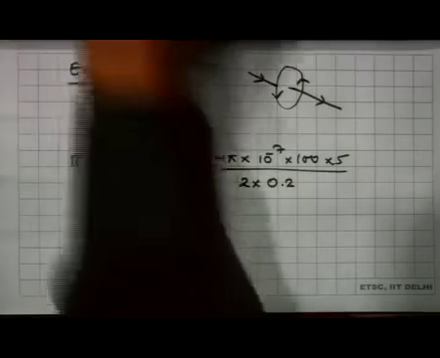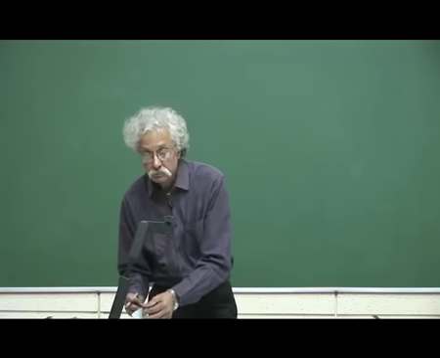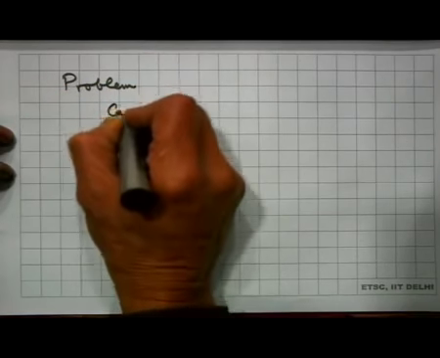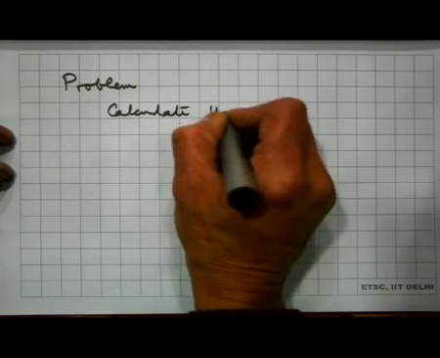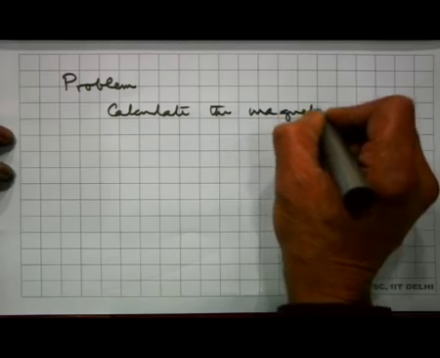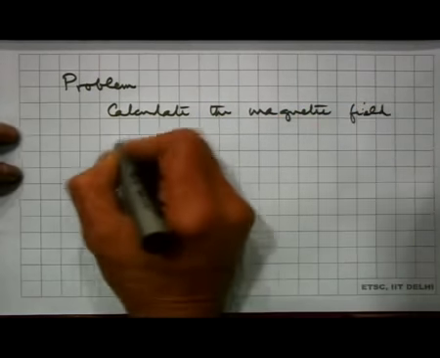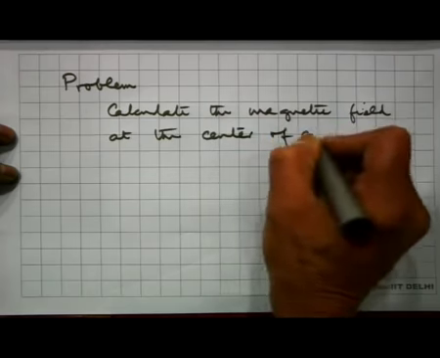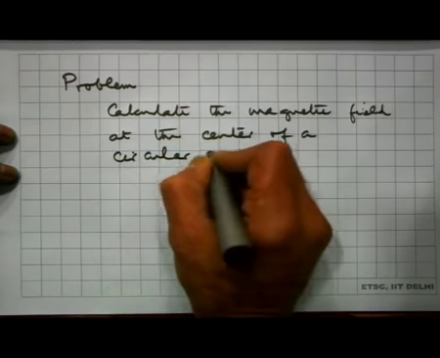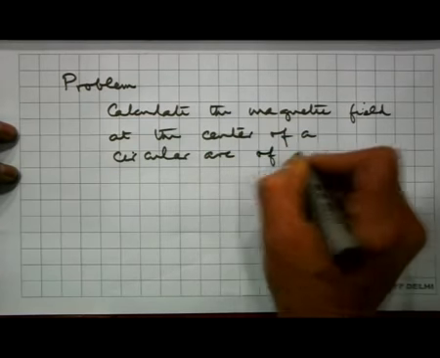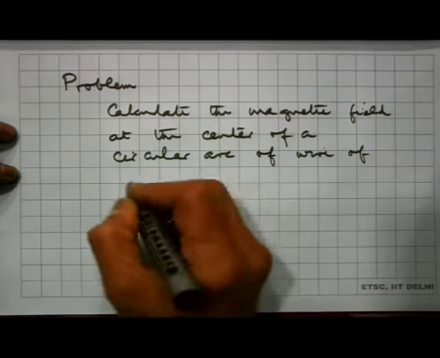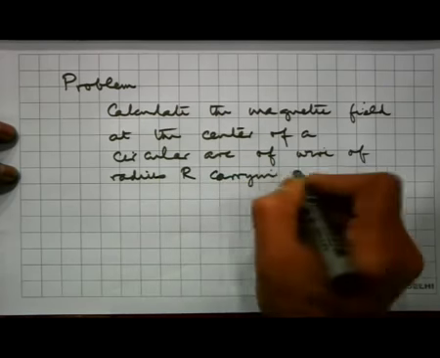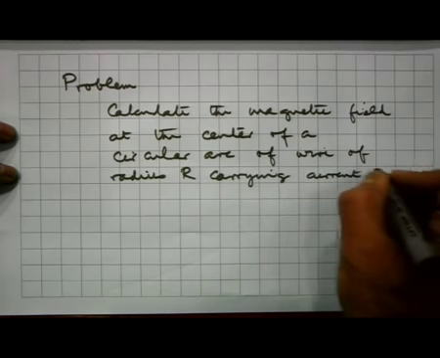Now let me leave a small problem to you. Calculate the magnetic field at the center of a circular arc of wire of radius r carrying current I.